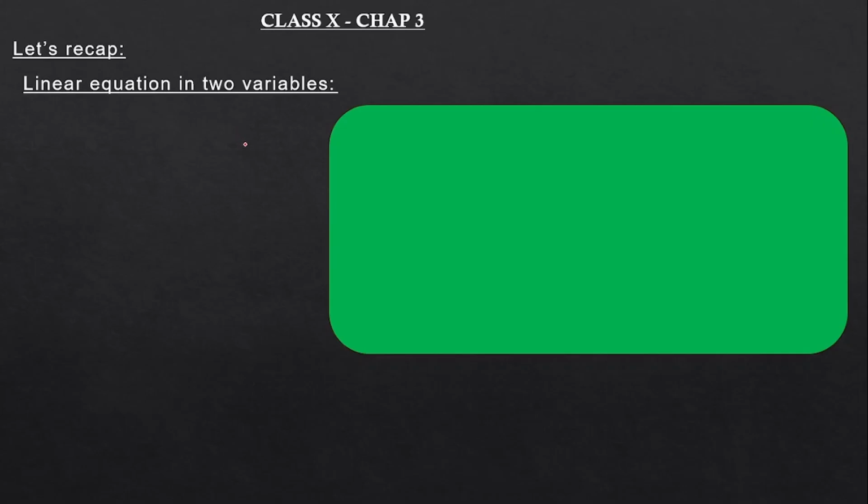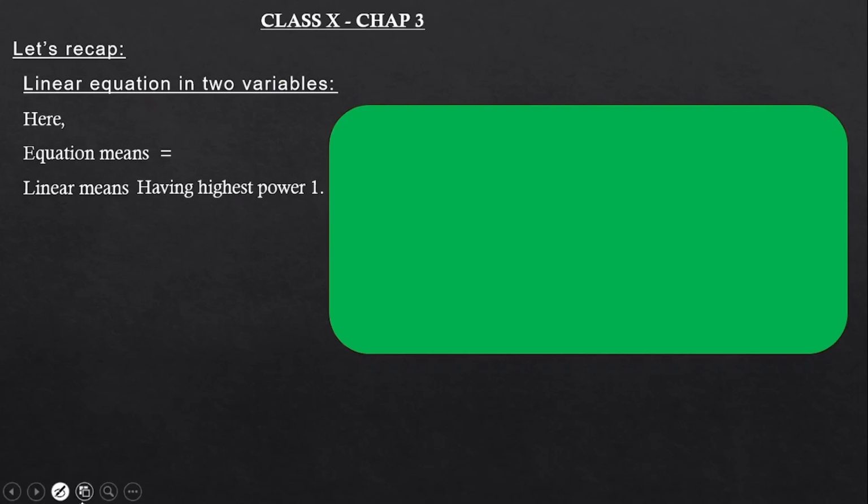Before we start the chapter, let us recap: linear equation in two variables. What do we mean by each and every term over here? Let's understand. Here, equation means equal to sign. Linear means having the highest power 1. That means any equation where the highest power is 1 is a linear equation. But here we are talking about linear equation in two variables, so in these linear equations we will have two variables.